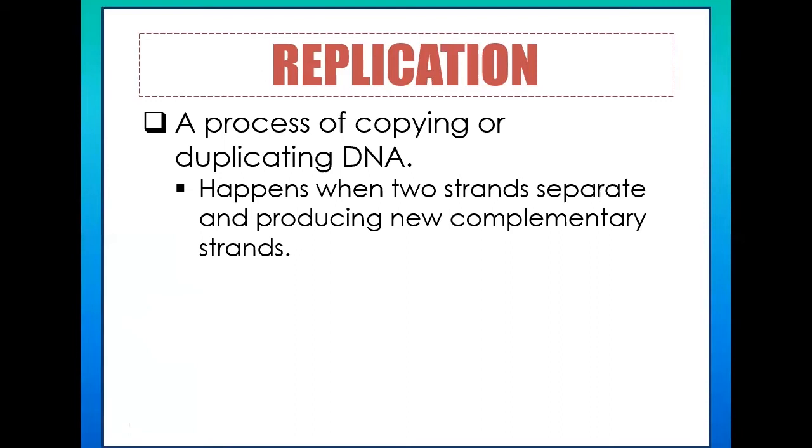Maybe you're recalling those concepts. Replication is a semi-conservative process because one old strand is used to produce a new strand. So the old strand is the template for you to produce a new strand. We follow complementary base pairing here. Your adenine must be paired to thymine. Your cytosine must be paired to guanine, or vice versa. It happens when the 2 strands separate, producing new complementary strands from old to new strand. That is your replication process.